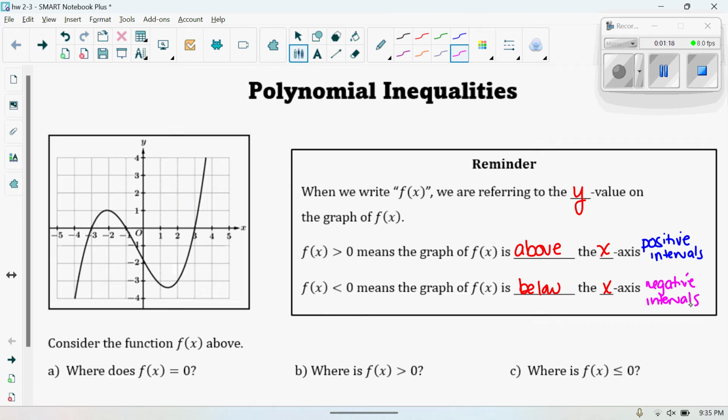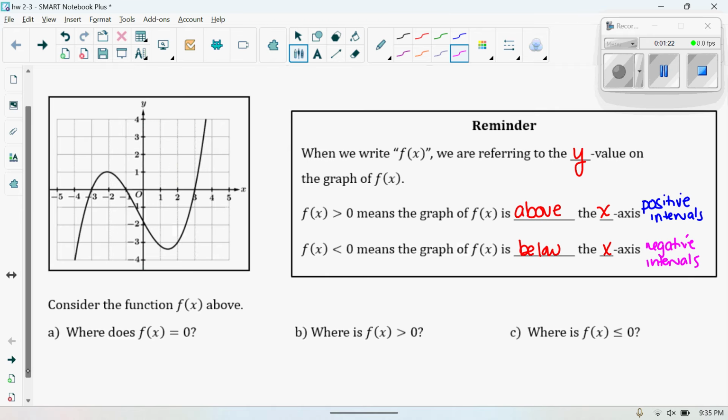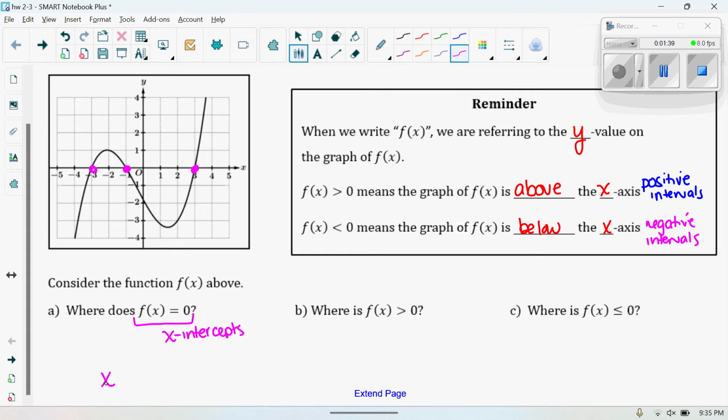So here's a picture of my graph over here, and it says consider the function f of x above. Where does f of x equal 0? So these are going to be my x-intercepts. So 1, 2, 3. So x equals -3, -1, and 3.